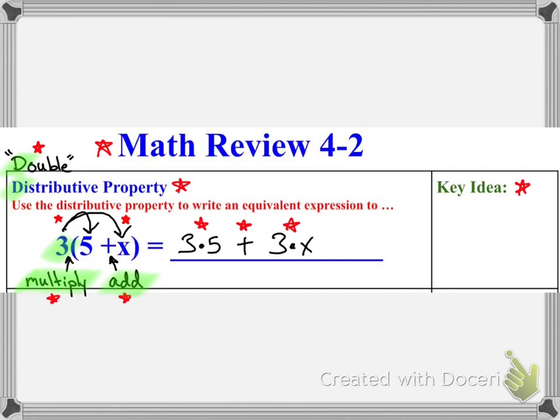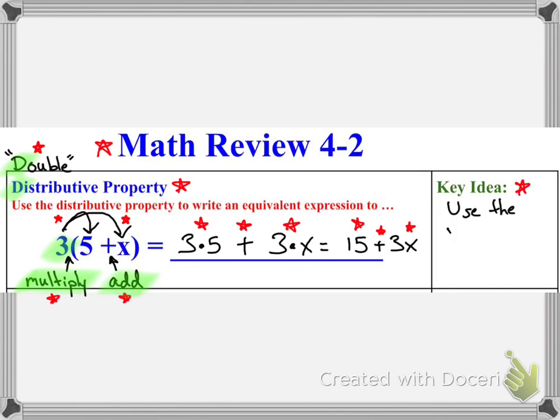Now, in this case, since 3 and 5 can be multiplied, we can go one step farther and go ahead and multiply them. So 3 times 5 would give us 15. So then we can actually have the last expression, which would be 15 plus, and that gives you another star. And in this case, would just be 3x, which is the same thing as 3 times x. So that would give you the last star for this problem, except for the key idea.